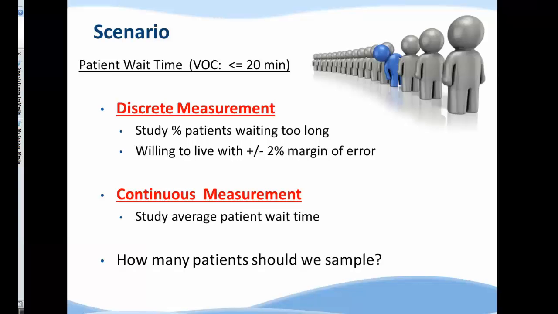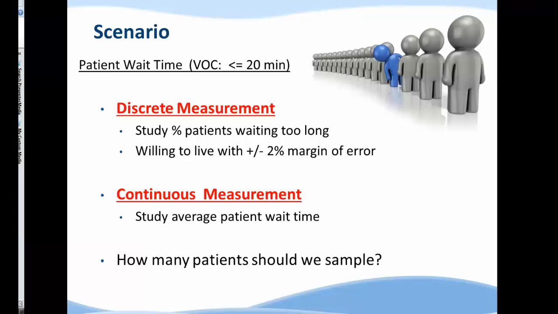What does that mean? That means in your study, if you say 70% of the patients waited too long, that means the true answer for the population of all patients would be somewhere from 70 plus or minus 2%, 68 to 72%. The templates in Sigma Excel we'll look at today use a confidence interval-based method. There are more sophisticated templates and calculators that you can use, but we'll focus on these simple ones today.